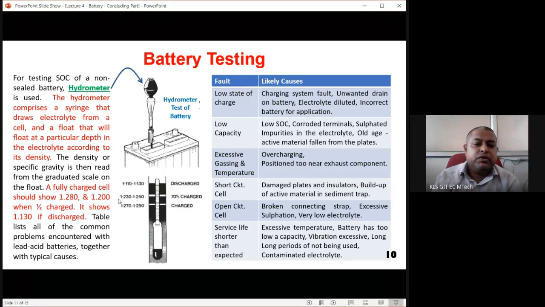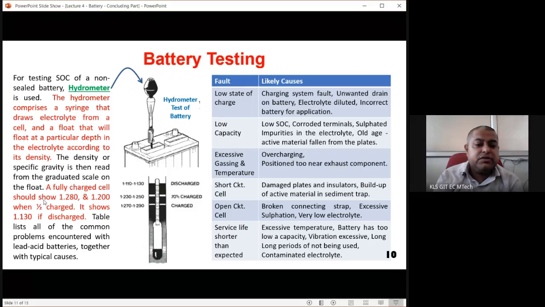If it is giving 1.230 to 1.250, this is the ion concentration level, it is 70% charged. If the hydrometer is giving 1.27 to 1.29, that means it is totally charged, equivalent to 2 volts. The hydrometer comprises a syringe that draws electrolyte from a cell and a float. The float will float at a particular depth in the electrolyte according to the density. The more the charge, the lower the float; the less the charge, the higher the float.